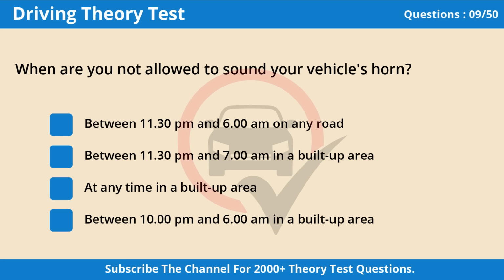Question 9. When are you not allowed to sound your vehicle's horn? A. Between 11:30 p.m. and 6 a.m. on any road. B. Between 11:30 p.m. and 7 a.m. in a built-up area. C. At any time in a built-up area. D. Between 10 p.m. and 6 a.m. in a built-up area. The answer is B. Between 11:30 p.m. and 7 a.m. in a built-up area.